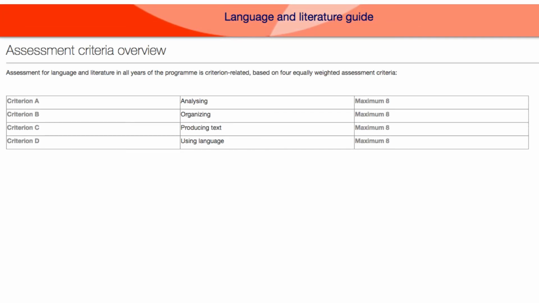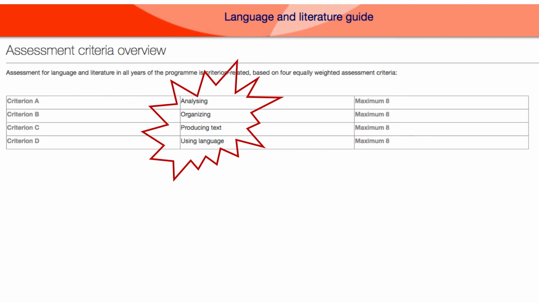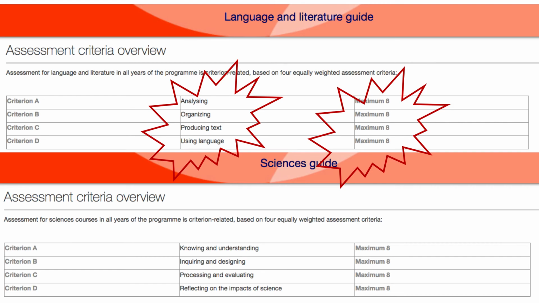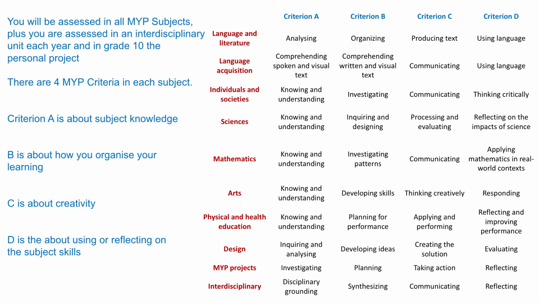So here are the language and literature criteria. There are 4 criteria. Criterion A, analysing, criterion B, organising, C, producing texts, and D, using language. And the maximum, the highest, the best result that you can achieve in every subject is an 8. Now this is the same in science as well. Actually, it's the same in all the different subject areas.